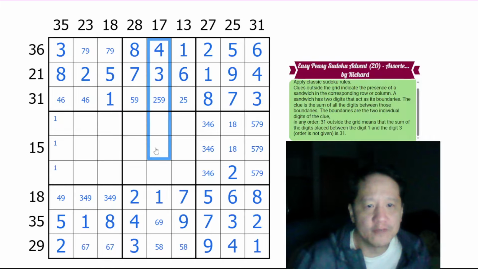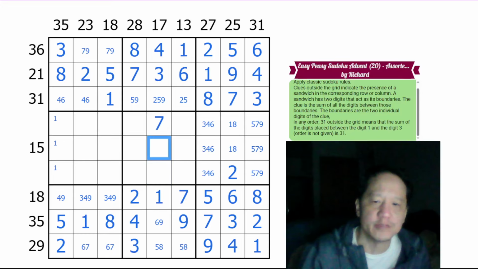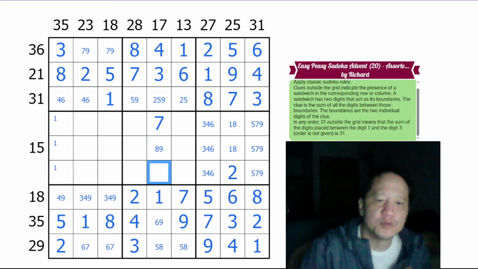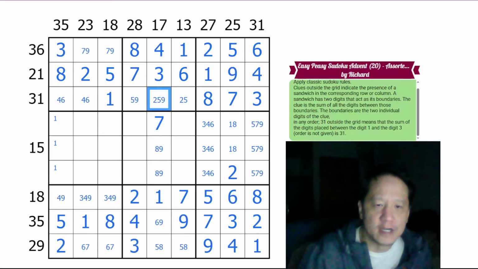Where can 7 be then in column 5? Well, between the 1 and the 7 must add up to 17. This is 1. If this is 7 in either place, that's not going to add up to 17. So 7 has to be here, which forces this to be an 8-9 pair in between. That eliminates 8 and 9 in the rest of the column.